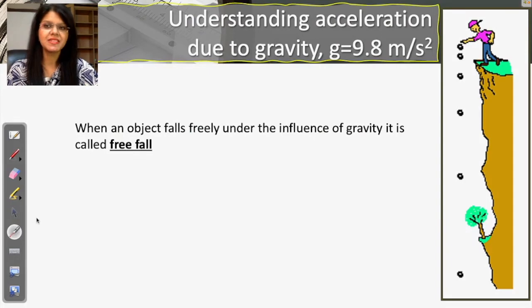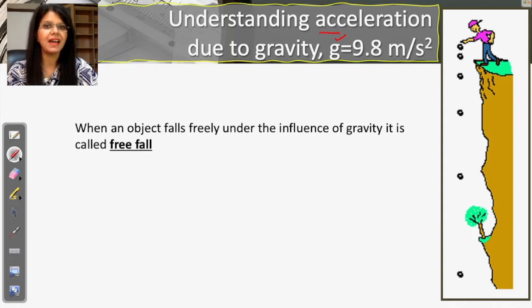Let us start this chapter by understanding the acceleration due to gravity. We all have heard this term, acceleration due to gravity, and its value is 9.8 meters per second square. So what does it actually mean? It is an acceleration, right? So first of all, let us be clear. When we say G, what is G?